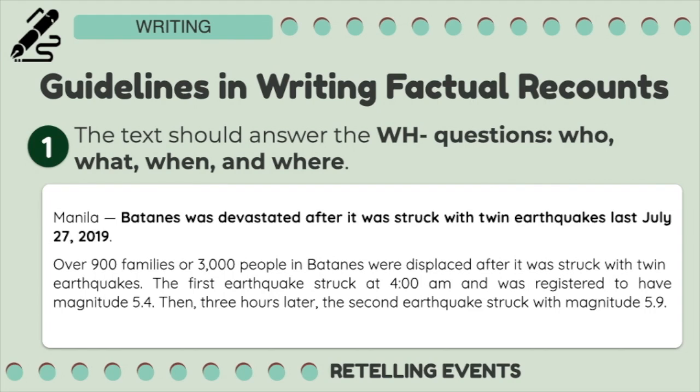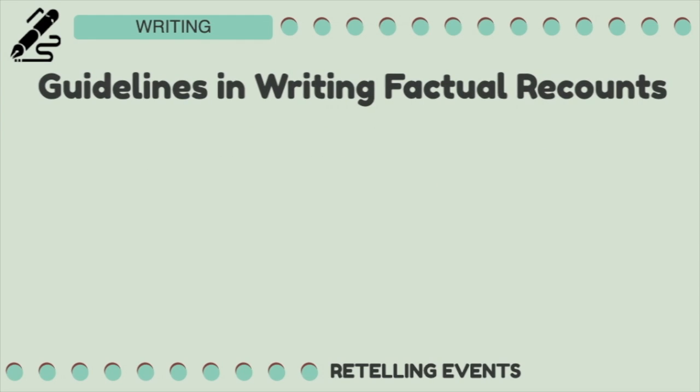In this example, you can see that the WH questions are all answered in the introduction of the text. For example, what is the text all about? It's about the twin earthquakes. Where did this earthquake occur? In Batanes. When did this happen? On July 27, 2019. Lastly, who was affected by these earthquakes? The people of Batanes.